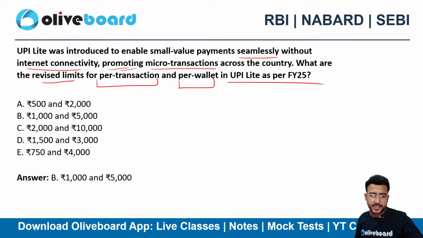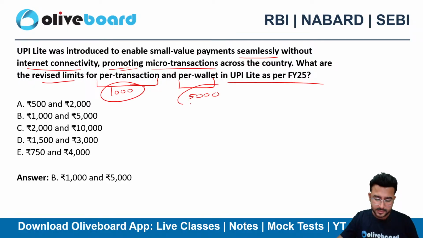The correct choice here is option B, 1000 and 5000. So the per transaction limit they have increased to 1000 and the per wallet limit is 5000.